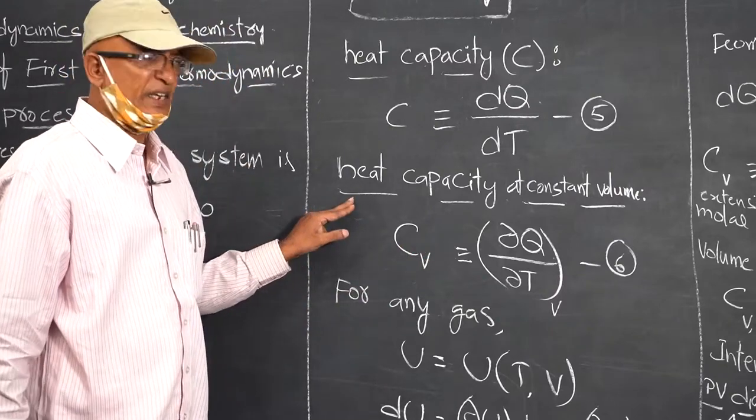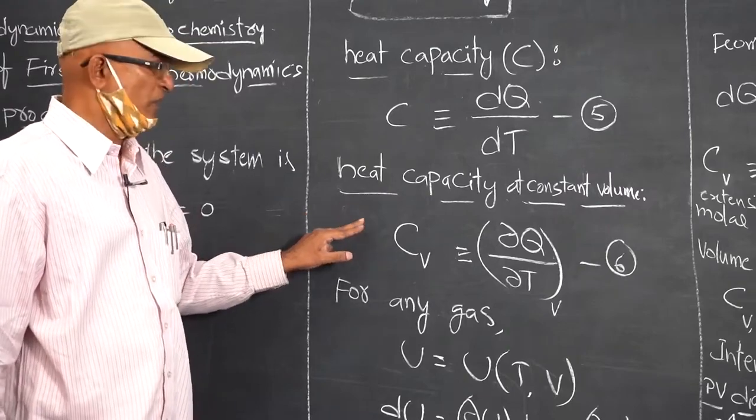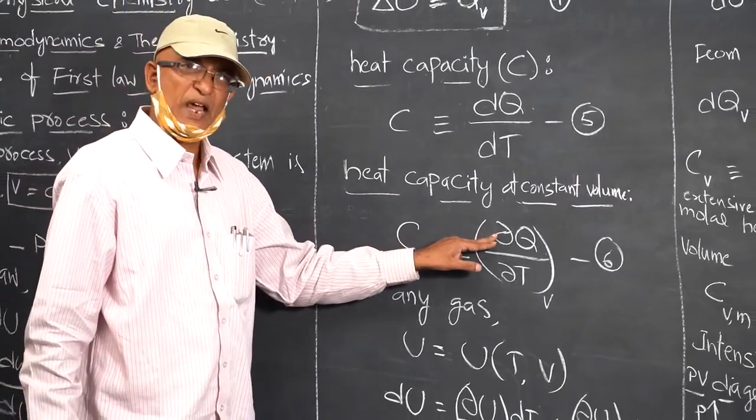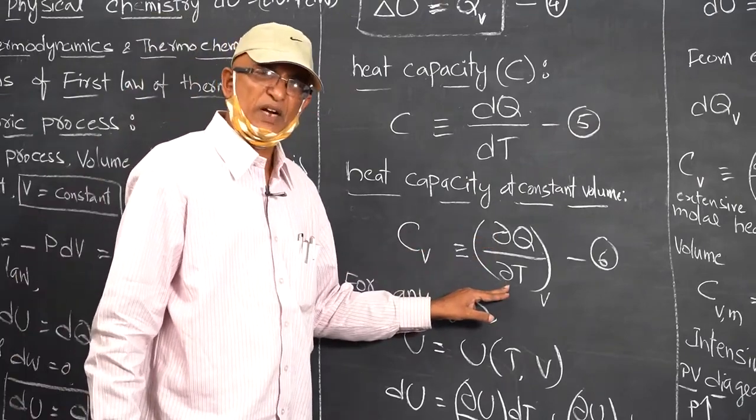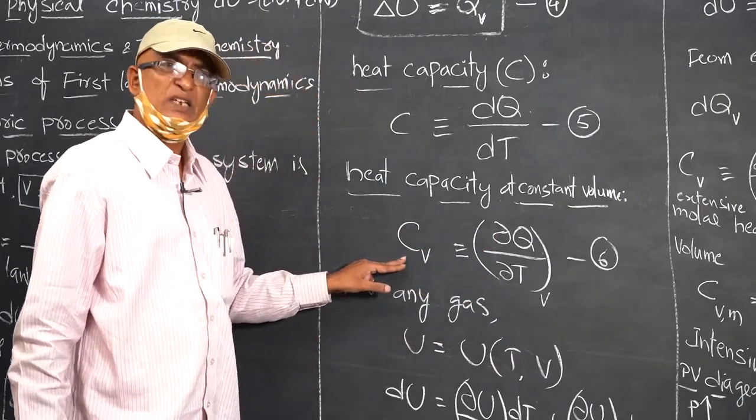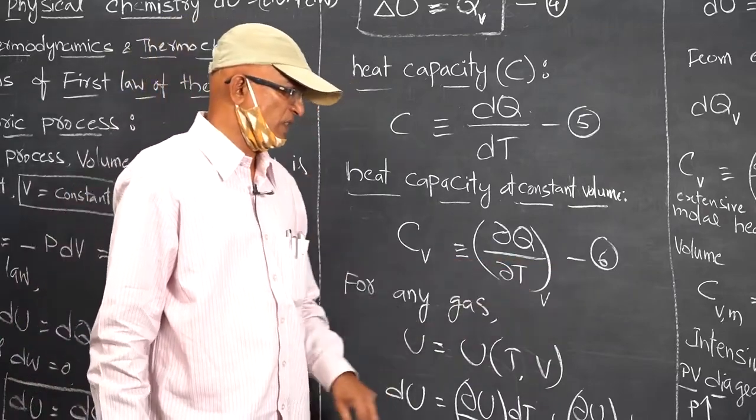Therefore, we define the heat capacity of a gas at constant volume as the amount of heat supplied to a certain mass of gas to raise its temperature by 1 degree at constant volume, which is defined as CV. This is equation 6.